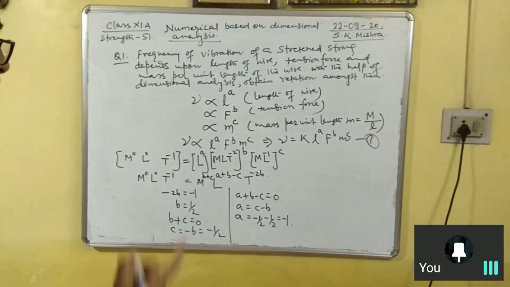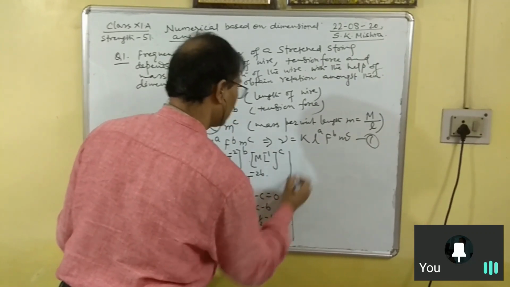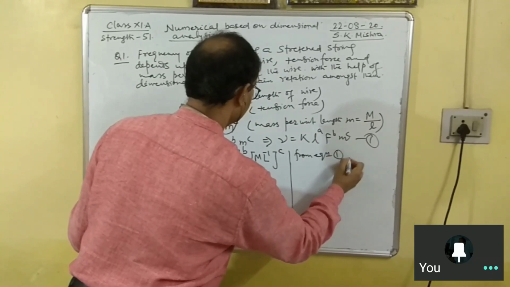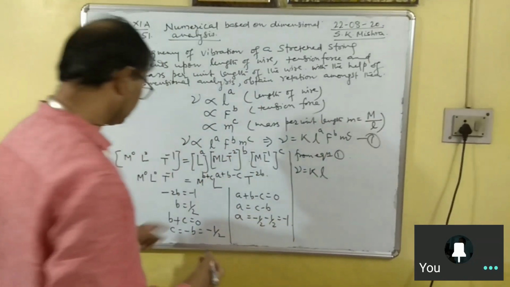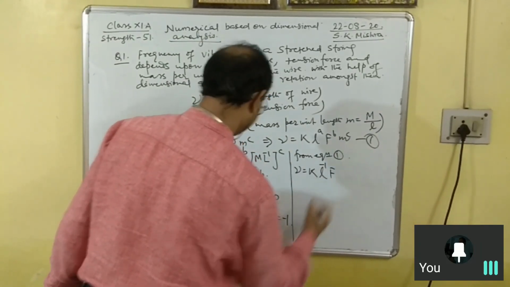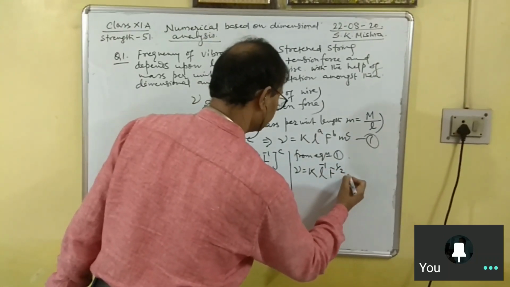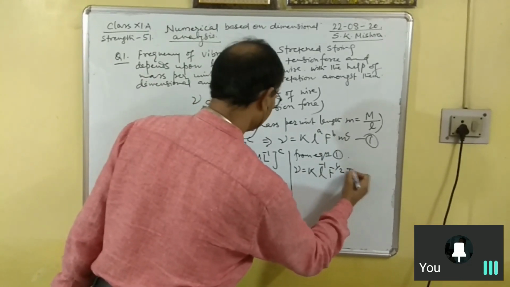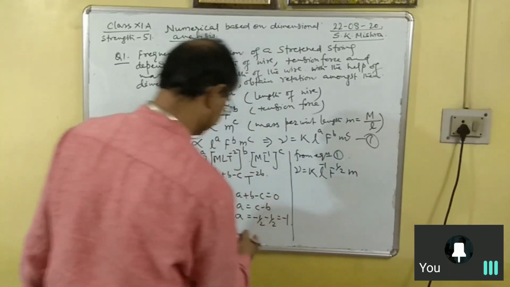Now from equation 1, which is nu is equal to K L raised to A. So what is A? Minus 1. Then F raised to B. B is 1 by 2, okay, half. Then the third term is M, not T. M raised to C. C is minus half.